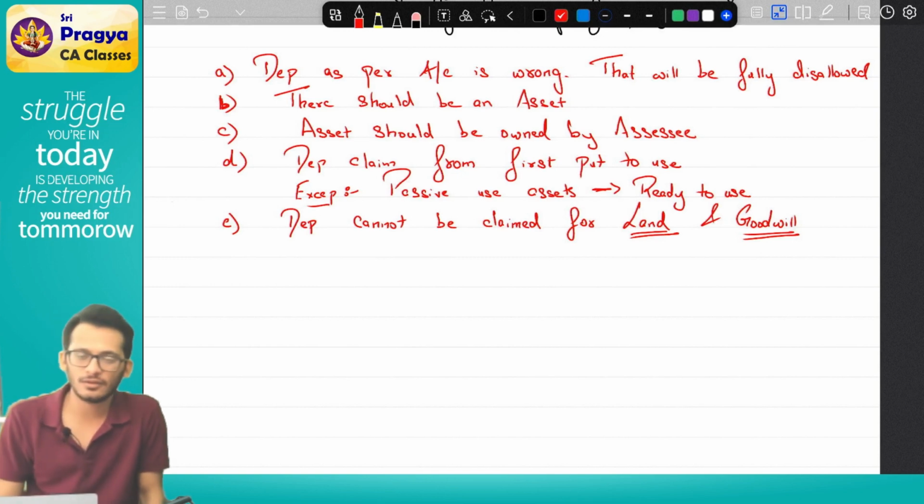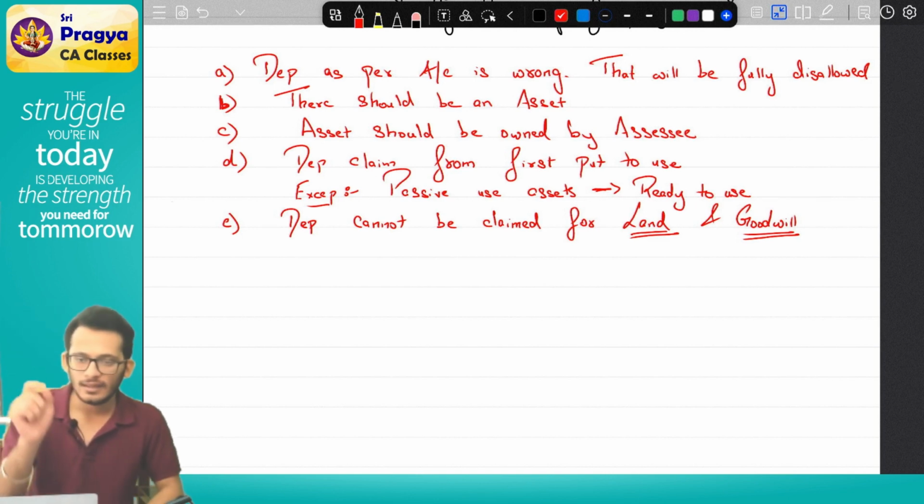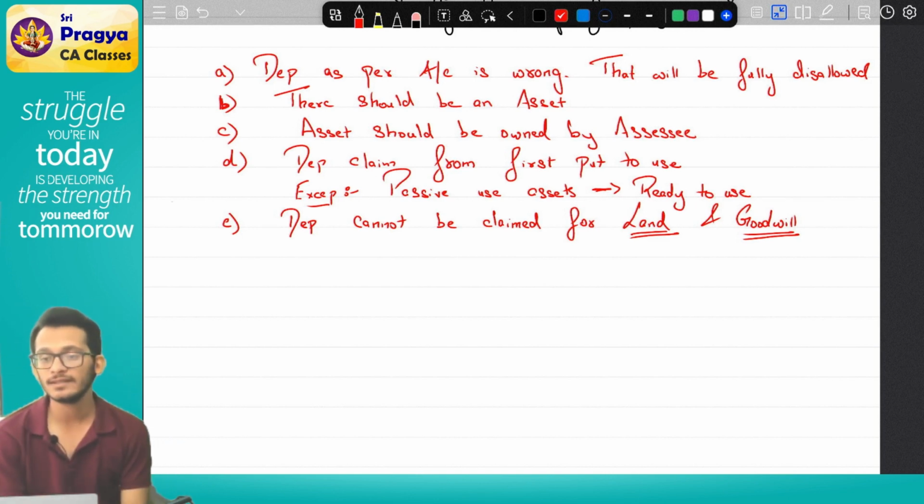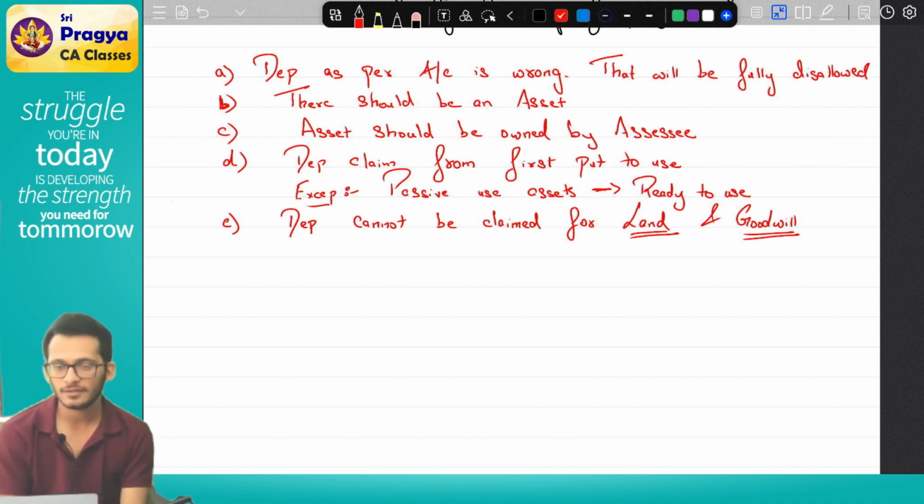Supreme Court came and said, forget the assessing officer. What you have done is right. Goodwill is an asset. You are eligible to claim depreciation. This was the decision of Supreme Court. Now, income tax department will be happy, not happy.